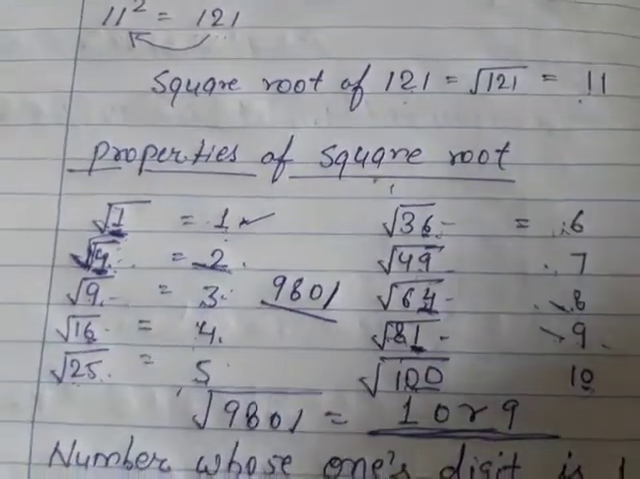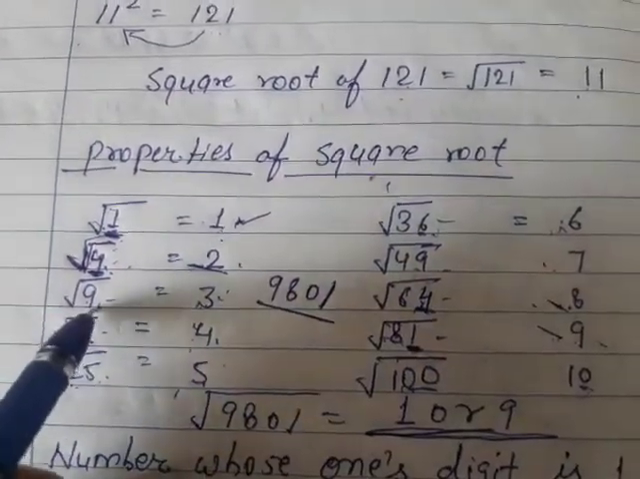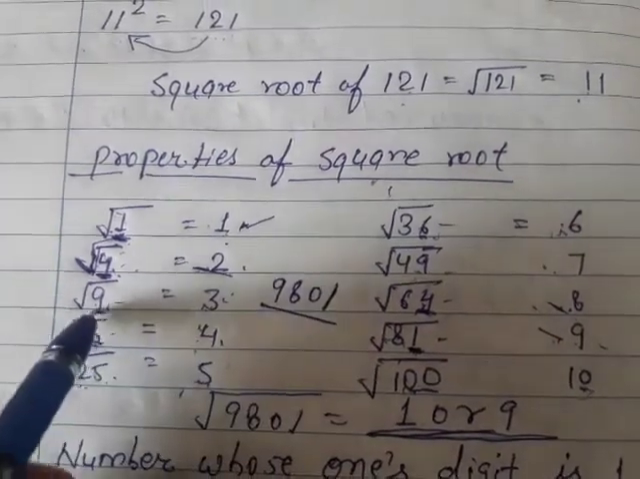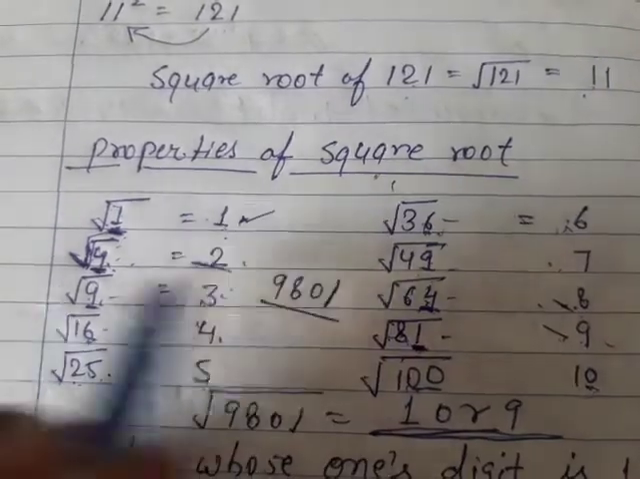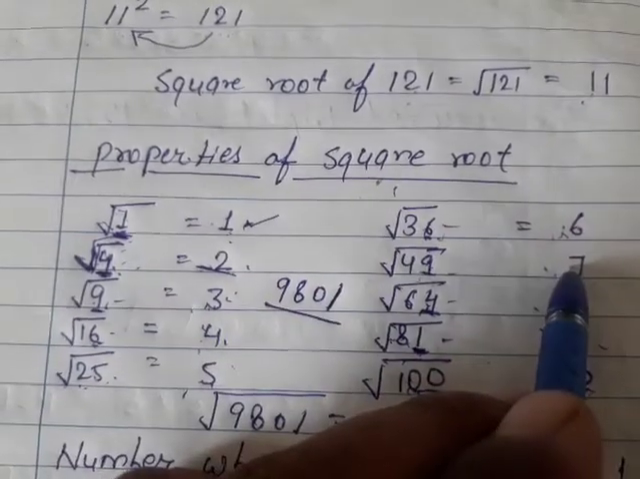It will be one of the two digits. A number whose last digit is 9, like 9 and 49, then the possible ones digit of its square root is 3 or 7.